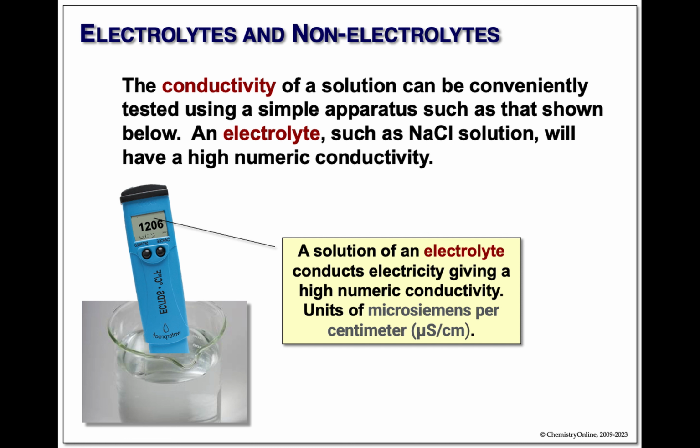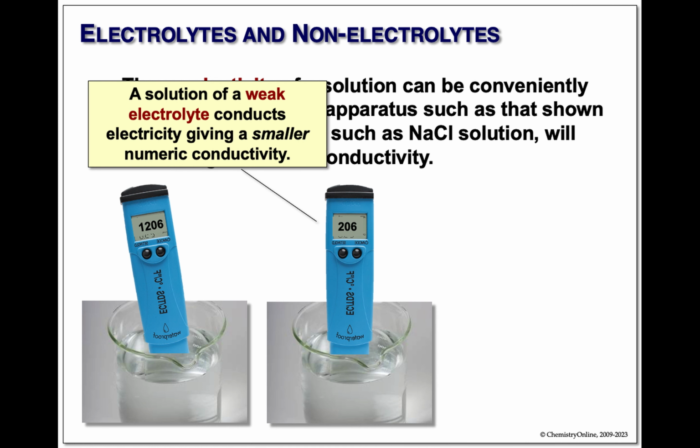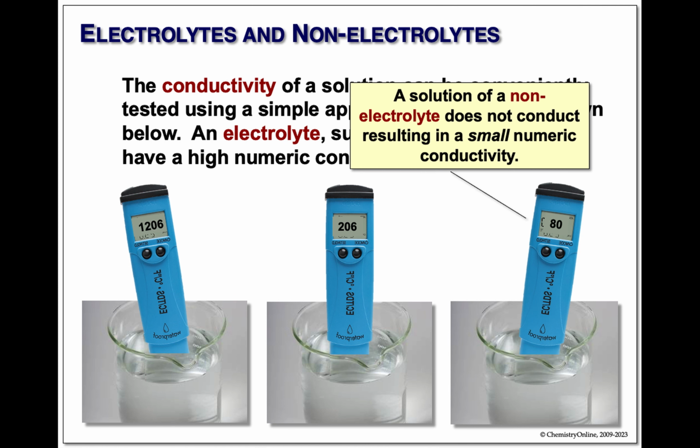So we get a big number for an electrolyte, lots of ions. Weak electrolyte, we get an intermediate number. And if we just had pure water here, we don't get 0, but we get a small number. The reason we don't get a 0 here will become clear when we do chapter 8. Any questions?